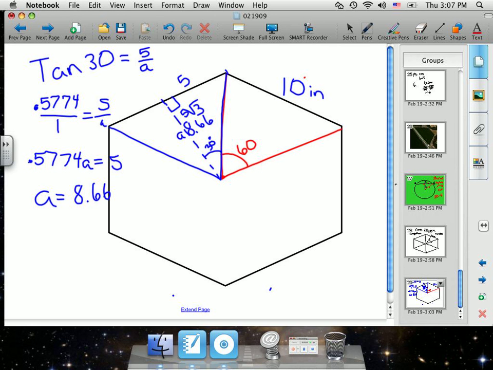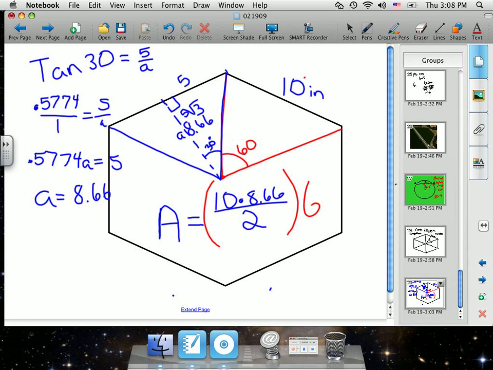Okay, so we're ready to calculate the area of this. So what's the area of my triangle? Well, it's 10 for the whole base. I mean, you could use the 5. 10 for the base times 8.66, divided by 2. That'll give you the area of one of the triangles. Times how many triangles am I making? 6 triangles. Times the number of triangles. So if you calculate that, you get approximately 259.8.